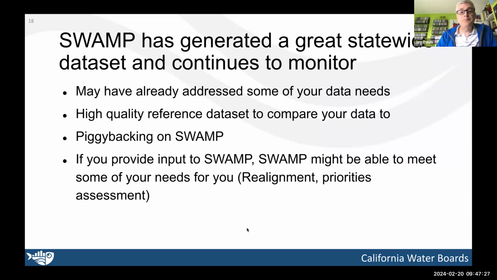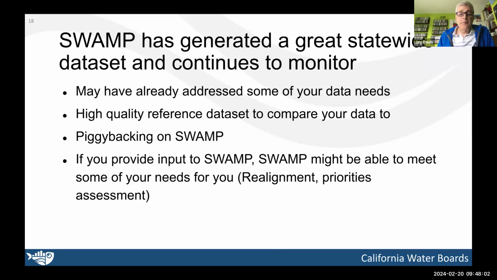So SWAMP has generated a great statewide data set and continues to monitor and may have already addressed some of your data needs. The program's been going since 2007, and we've sampled hundreds of water bodies. So either your water body or a nearby water body has probably been sampled by SWAMP, and it's a great high quality reference data set to compare your data to.